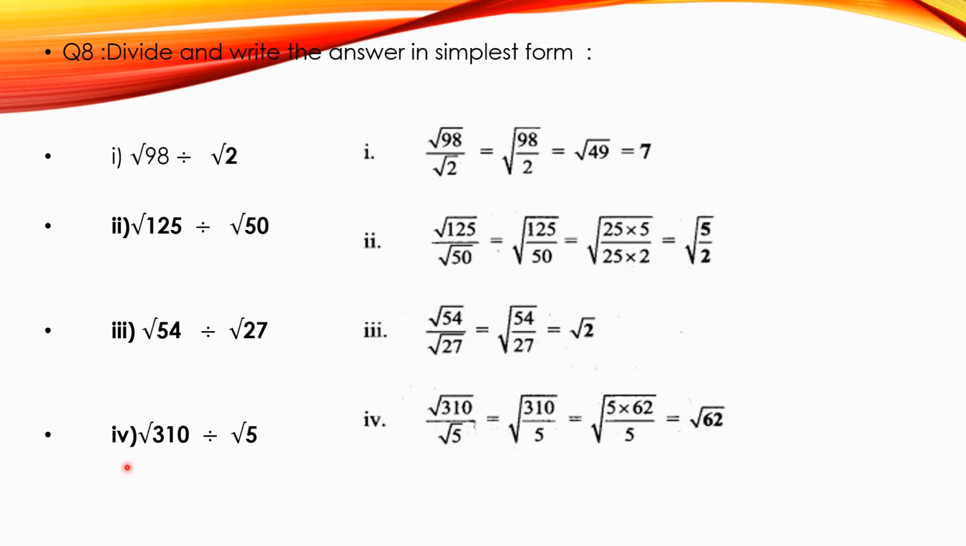Fourth question, square root of 310 divided by square root of 5. So here again square root of 310 upon root of 5. It can be written as square root of 310 upon 5. We can cancel 5 and 310. So we get 5 into 62 upon 5, and 5 cancelled. We get square root of 62. Therefore, root 310 divided by root of 5 is equal to square root of 62.